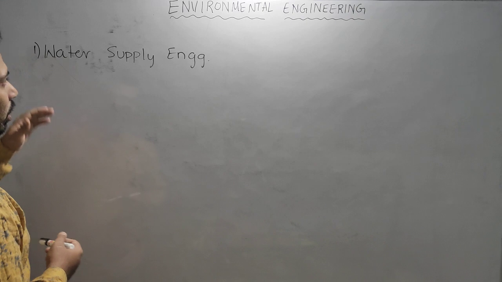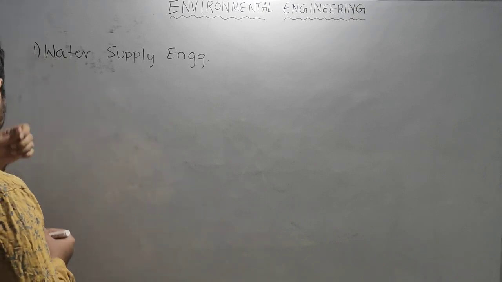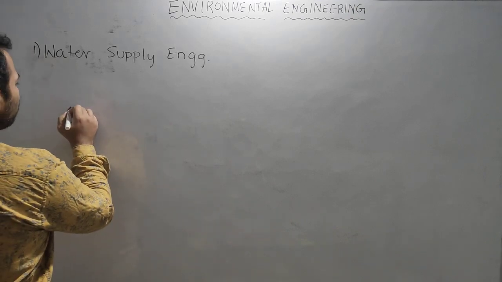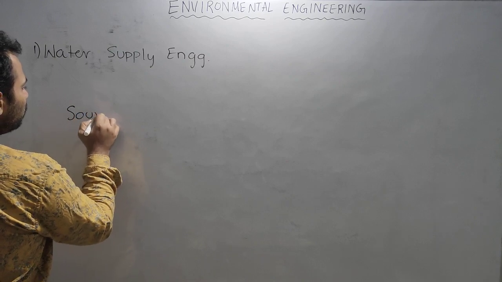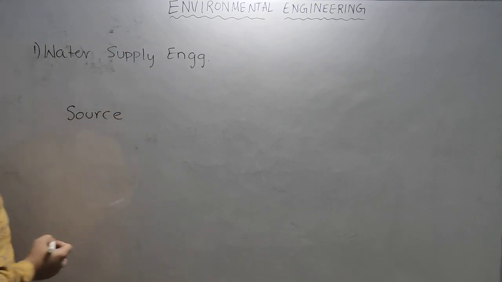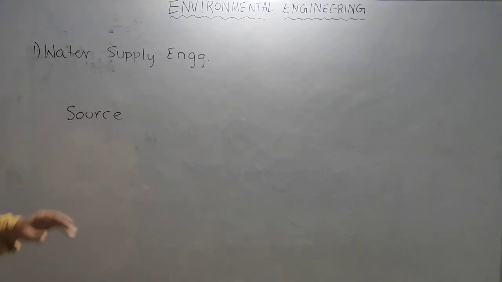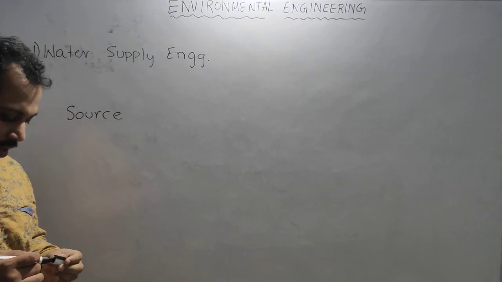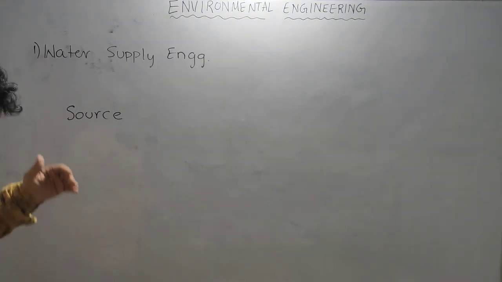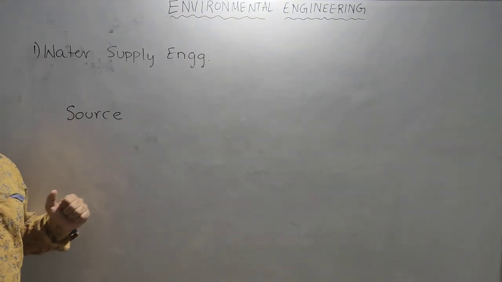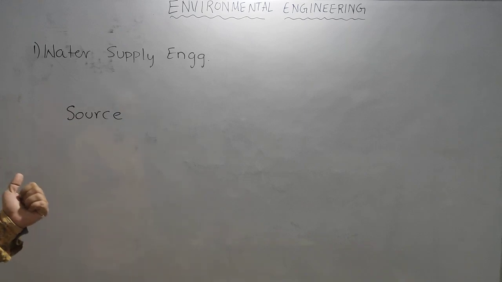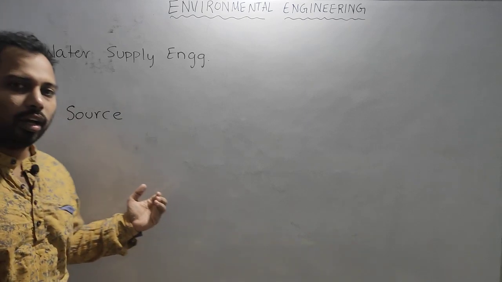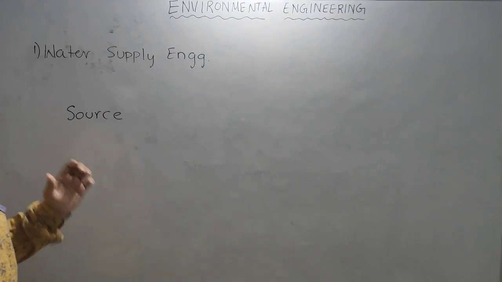Our water supply engineering starts with a source. The source may be any river. Sometimes this source may have a lot of water, but the water availability keeps on fluctuating. Some rivers are perennial rivers, but many of the rivers in India are not perennial, they are non-perennial rivers.